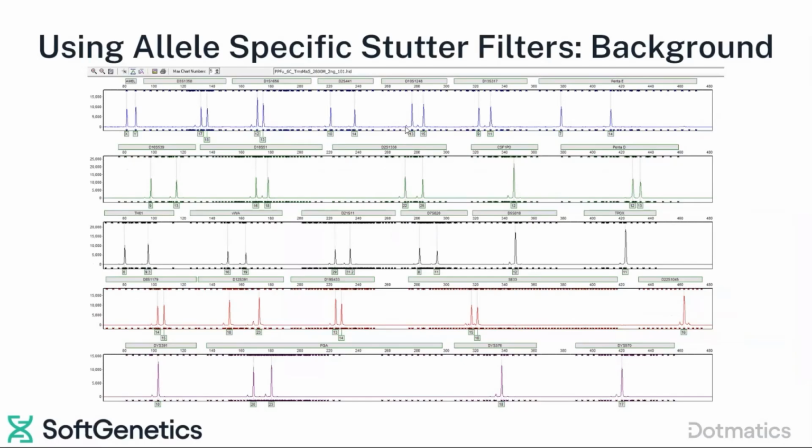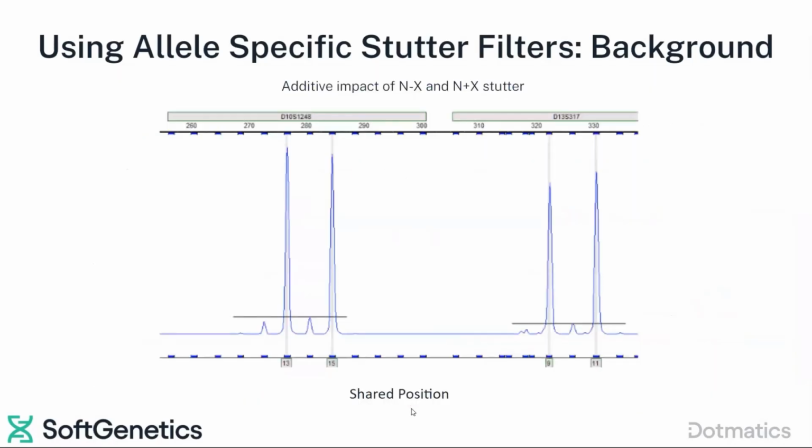Here we see the -1 repeat stutter, the shared repeat stutter, some complex stutter down here. So this is just showing a typical single source sample with plus stutter, minus stutter, half repeat stutter, and very typical for an STR profile.